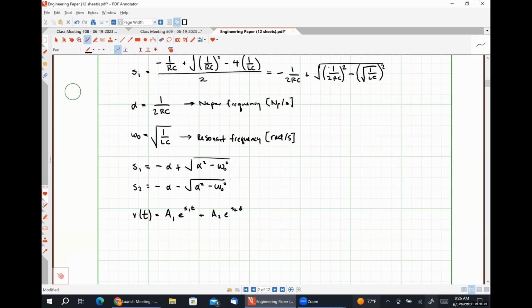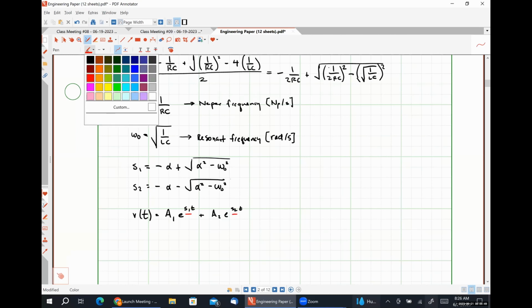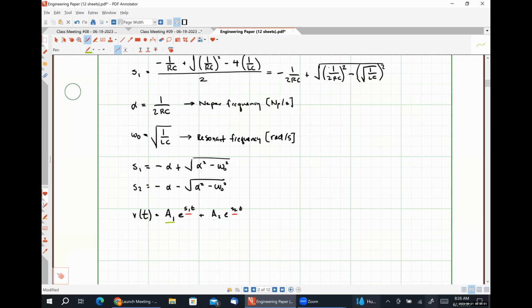Effectively, all this means is that if we have two different natural frequencies, this S1 and S2, we are going to need two different initial conditions, A1 and A2, to figure out how this thing behaves. Okay. So before we move along here, I want to talk about some special cases, right? Because if we look at this expression for S1 and S2, there are really three different situations that we are going to face. All right.